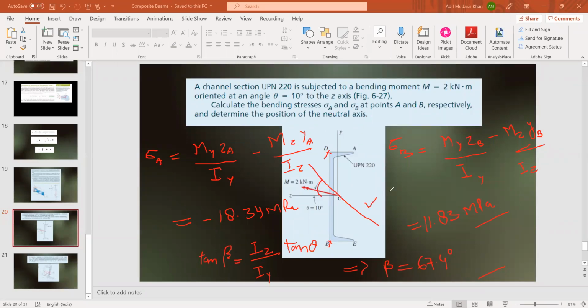The procedure for solving this question is more or less the procedure for solving the previous type of questions. So this is how unsymmetrical beams or beams subject to inclined loading are to be solved. We'll continue with more problems hopefully in the next class.